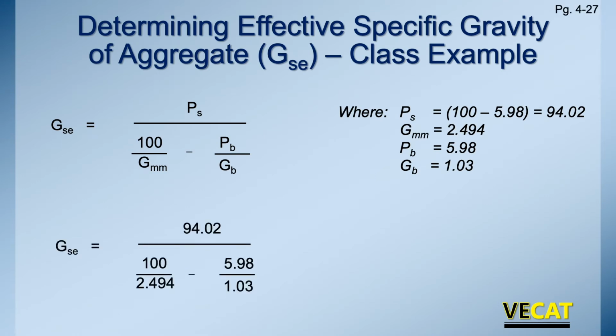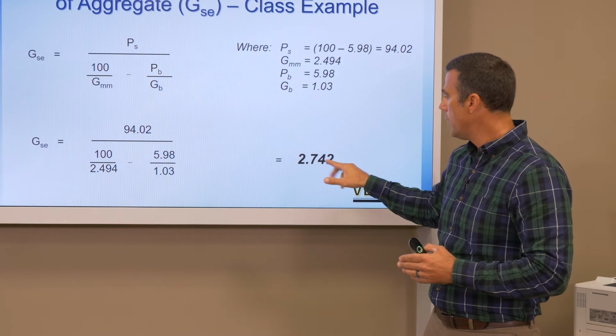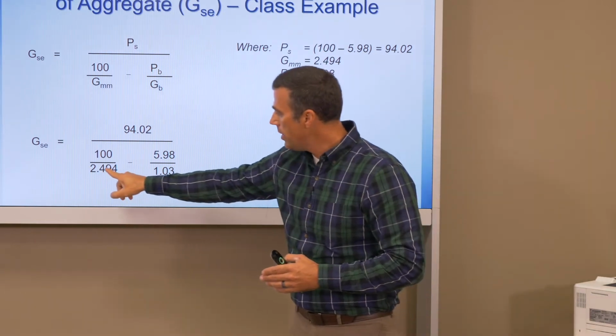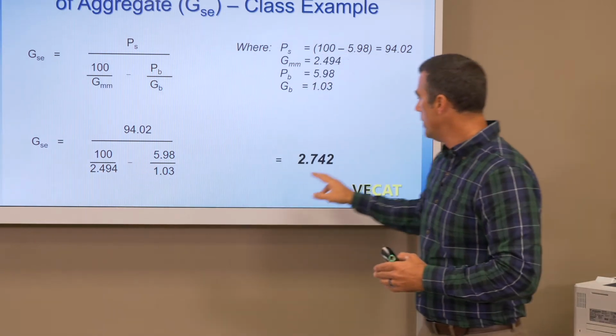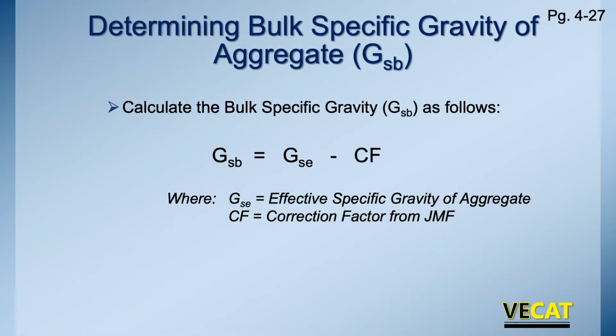So as we plug these numbers into our equation, percent stone 94.02, 100 over the GMM value, 5.98 or the percent binder divided by the gravity of the binder. We work that out, we would get an effective gravity of the stone of 2.742. An important thing to know here with the aggregate gravity, this is an aggregate property. That's why it's much higher than our mixed gravity of 2.494. This is a property of just the aggregate, not the mix, not the liquid asphalt.